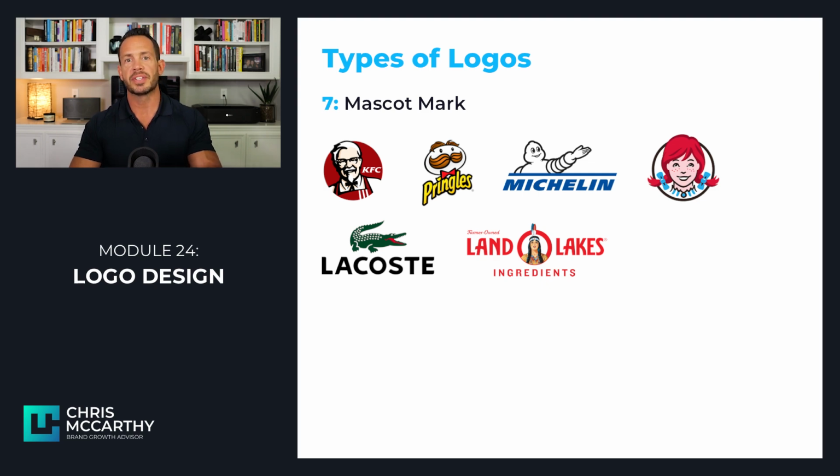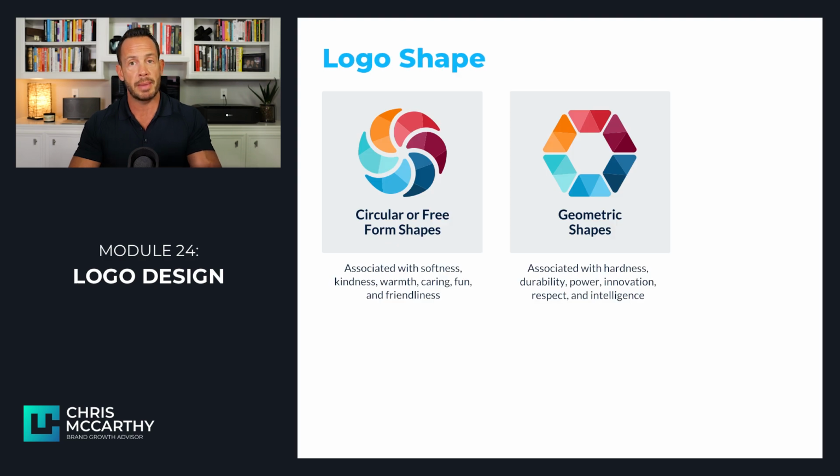In addition to what type of logo is best for your brand, you should also consider the logo shape and the design style. For example, circular or freeform shapes are associated with softness, kindness, warmth, caring, fun, and friendliness, while more geometric shapes are associated with hardness, durability, power, innovation, respect, and intelligence.